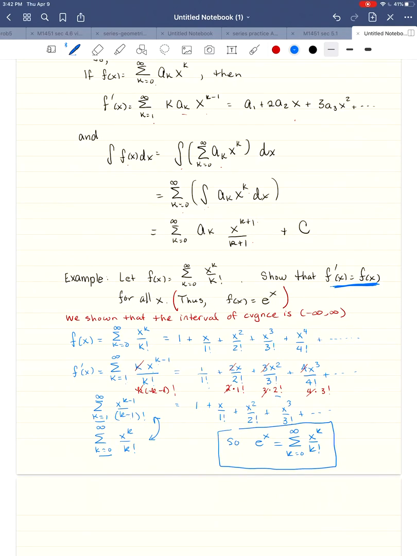A real neat thing would be if you had something like Maple or Mathematica, and you graphed the power series and graphed f of x is e to the x, the two graphs fit on each other exactly. That's kind of helpful. If I wanted to integrate something like e to the x squared, I can write the power series for e to the x squared by taking this known power series and replacing each x with x squared. And then if I wanted to integrate it, I just integrate term by term.